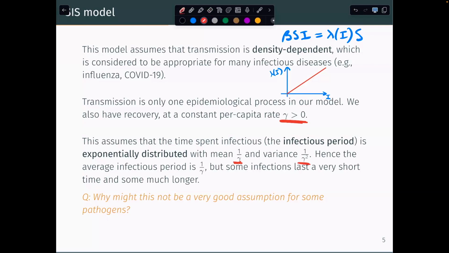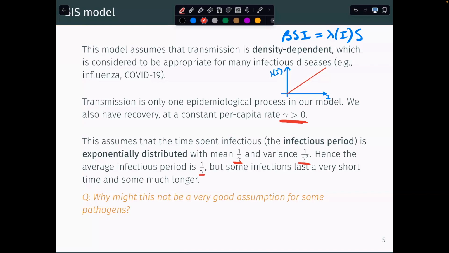This means that our average infectious period, so how long you would expect to be infectious for on average, is 1 over gamma. Now, I haven't actually included any units here. I haven't stated whether this is measured in days or weeks or months, but you would typically have gamma as a rate per unit time, and then 1 over gamma is going to give you a time period. Okay.